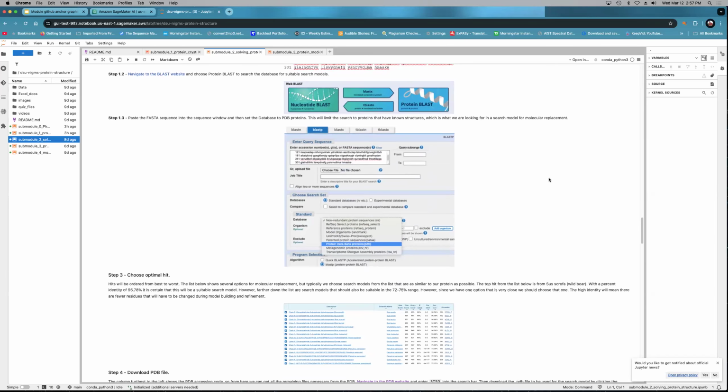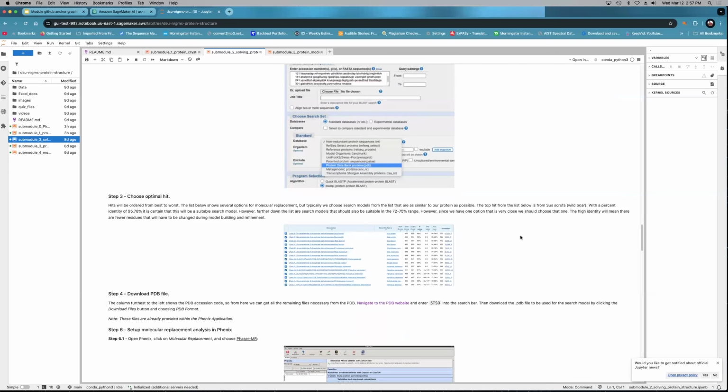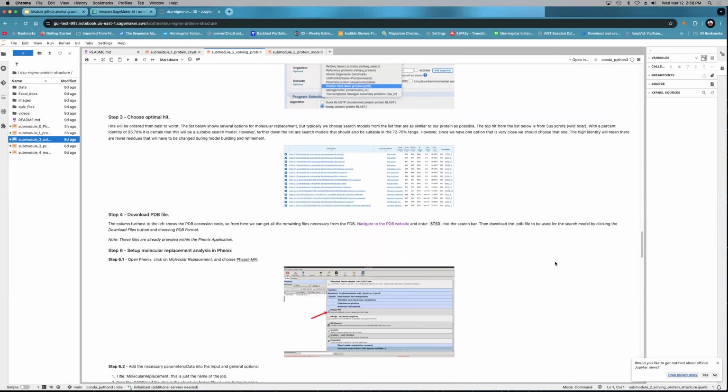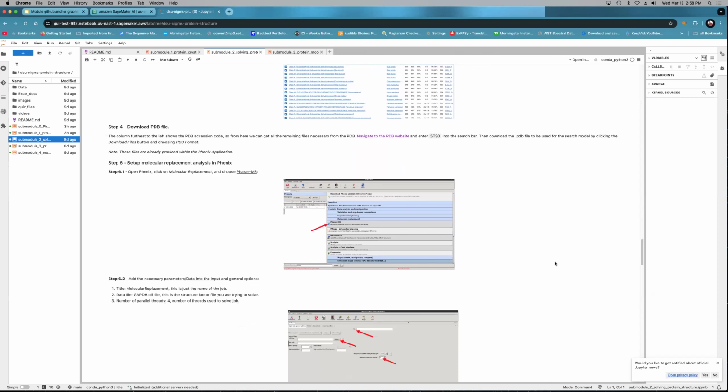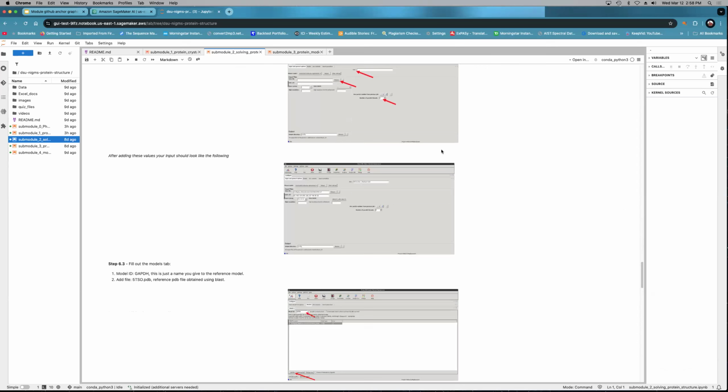There are some strategies we use. Trying to find a structural analog is important, so we can use that as a search model. And of course, if that doesn't work, if there doesn't exist a real structure, you can always try AlphaFold. AlphaFold can produce a lot of useful structures as well. So that's another example of what we've been learning.